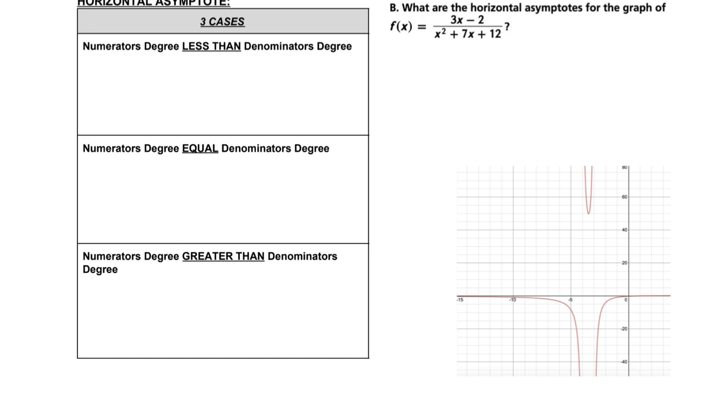All right, the next one are the horizontal asymptotes. Okay, so there are going to be 3 cases to finding our horizontal asymptotes. So what we need to look at are the degrees. Okay, so for horizontal asymptotes, we look at the degrees of the polynomials.